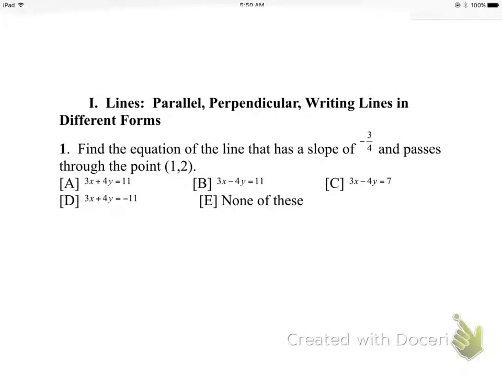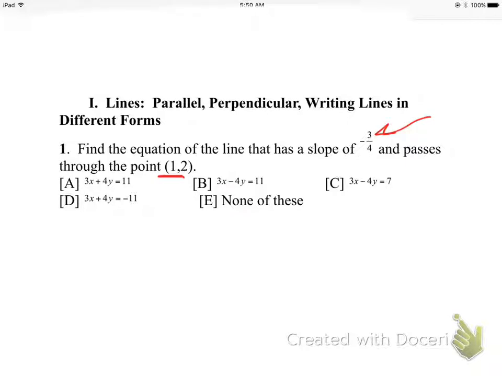Okay, in question 1, they're asking us to find the equation of the line that has a slope of negative 3/4 and passes through the point (1, 2). Looking ahead, I see they're giving us choices that are in standard form. So I know I need to change to standard form in order to select the right choice.